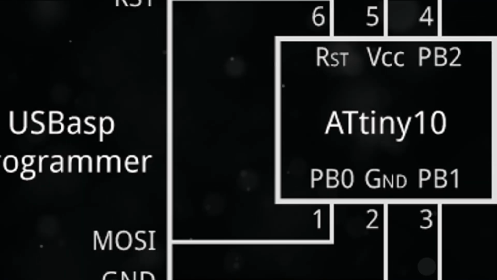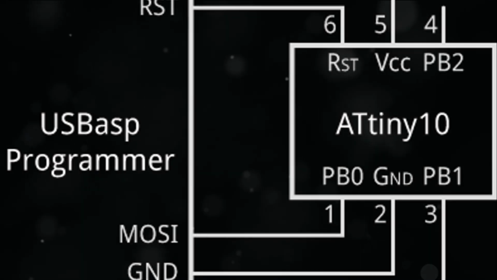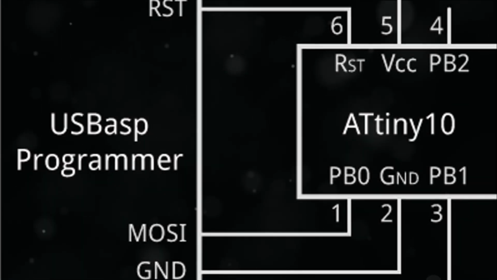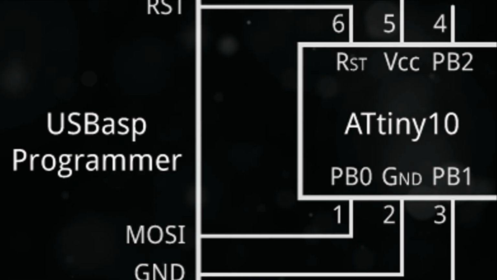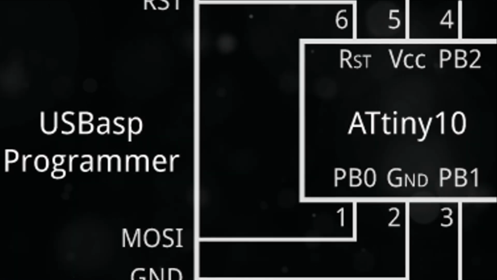You will need to connect 5 pins of the Tiny 10 to the ASP. VCC and ground are obvious, as well as reset. MOSI needs to be connected to PB0, pin 1. This done, upload as normal from the IDE.